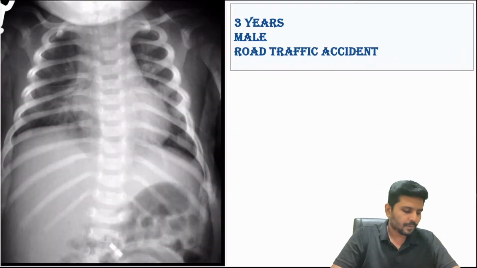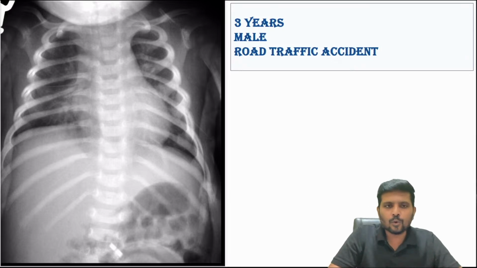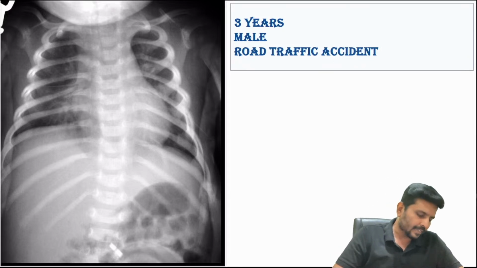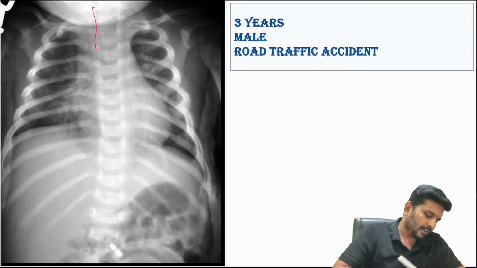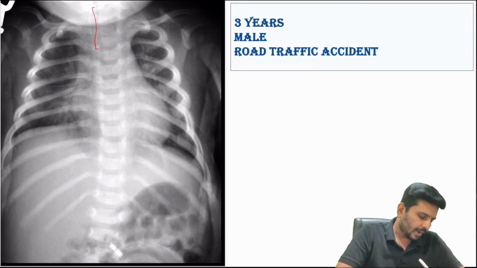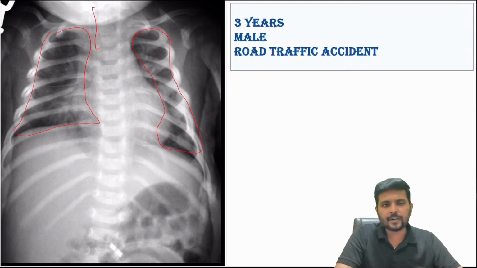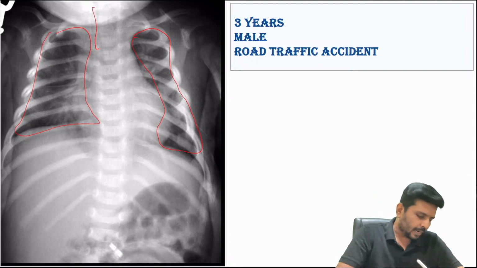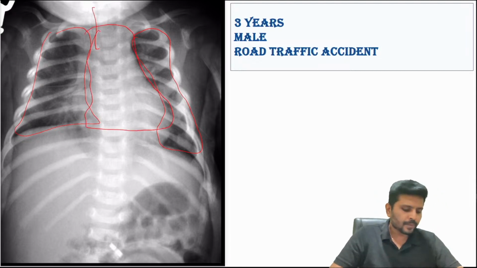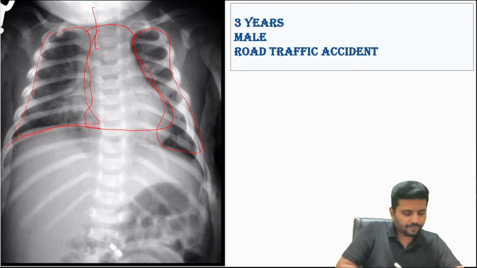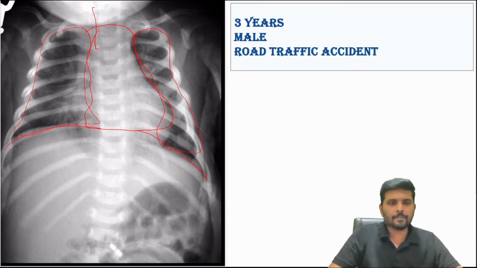First case. Second case, a 3-year-old who met with a road traffic accident. Again, let us trace. Airway is fine and lung volume is okay. Right lung volume is okay. Left lung volume is relatively low compared to right lung volume. And look at this heart. Heart is relatively normal. And I am tracing the right diaphragm. I am tracing the left diaphragm.